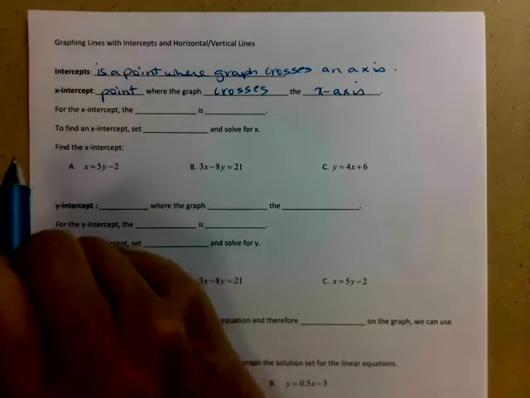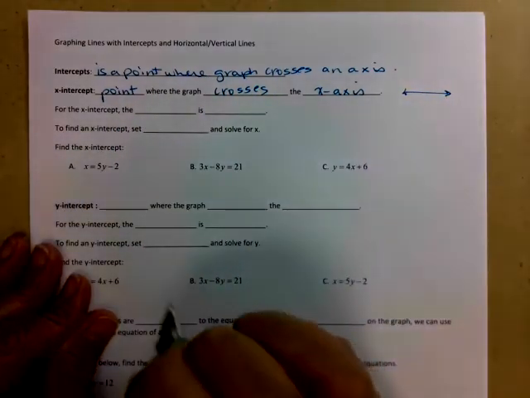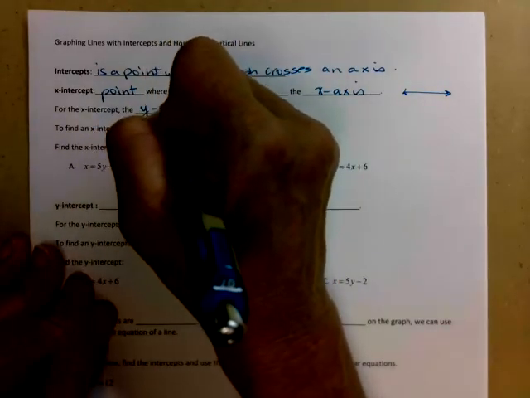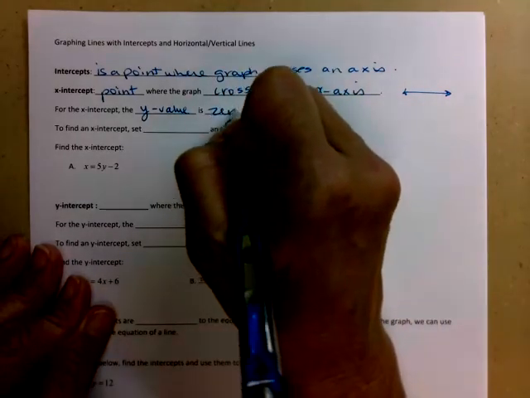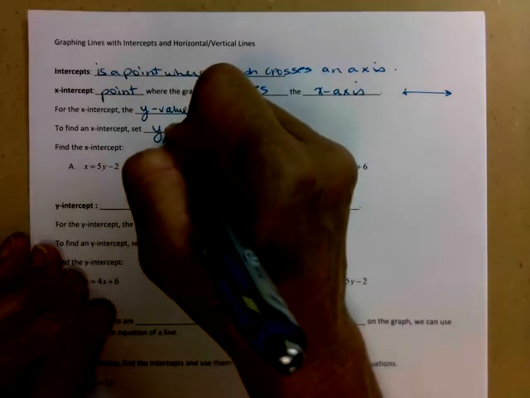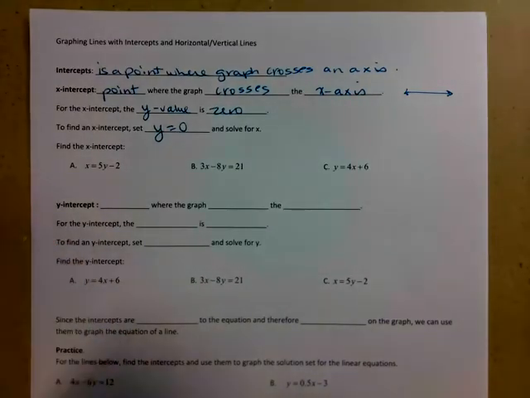So the x-intercept crosses the x-axis, and remember the x-axis is the horizontal one. So for the x-intercept, all along the x-axis, the y value is 0. So if we were asked to find an x-intercept, what we do is we set y equal to 0, and then we solve for x. So let's go ahead and practice with these three.